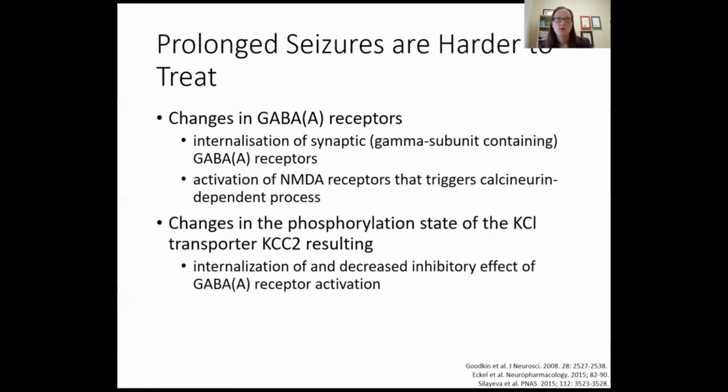Prolonged seizures are harder to treat, and this is largely because of receptor internalization and an inability to access the appropriate receptors with the medications that we currently use. It happens for many reasons. There's internalization of GABA A receptors. This may be increased by activation of NMDA receptors that trigger a calcineurin-dependent process that also helps with GABA receptor internalization. There are also changes in the phosphorylation state of the KCl transporter KCC2, which contribute to this process.